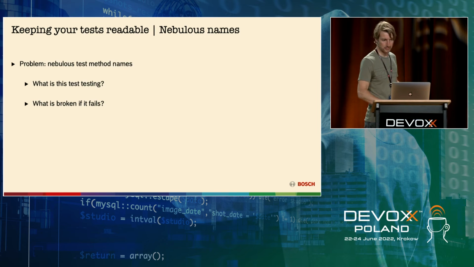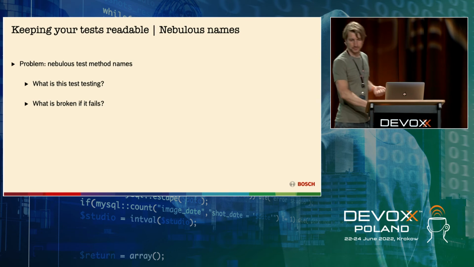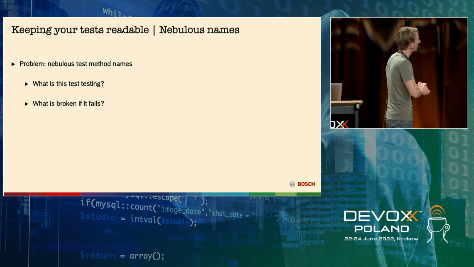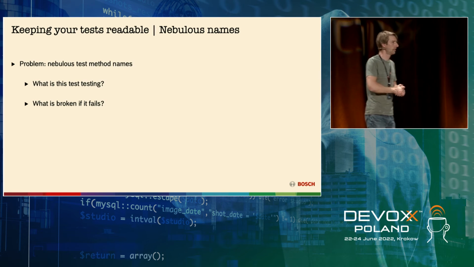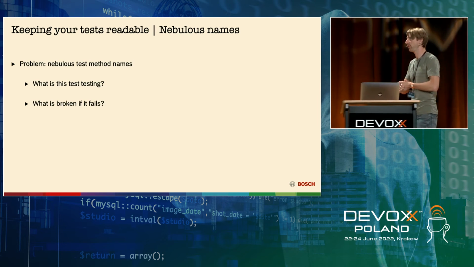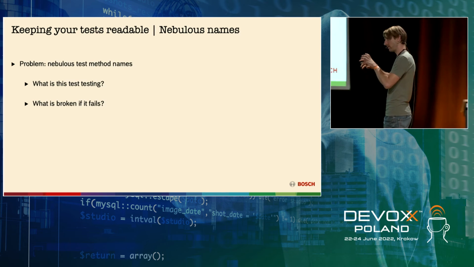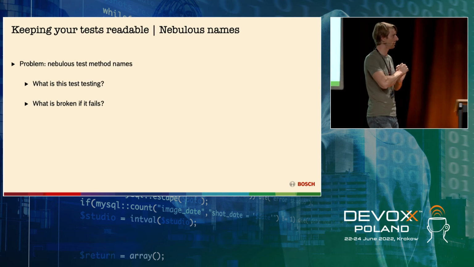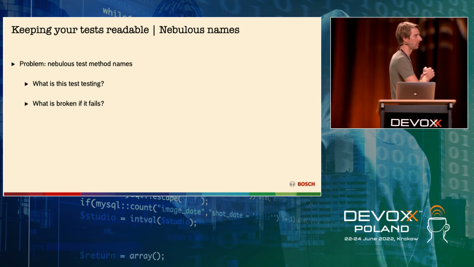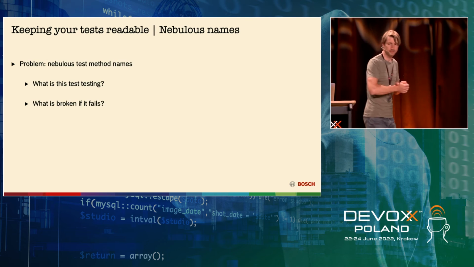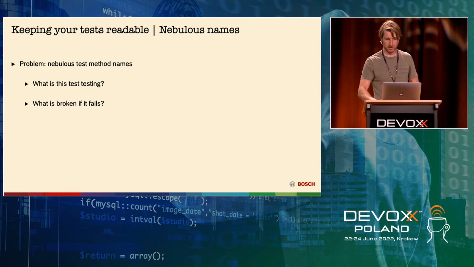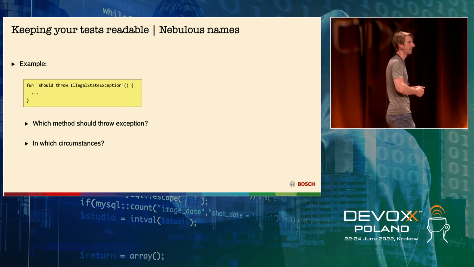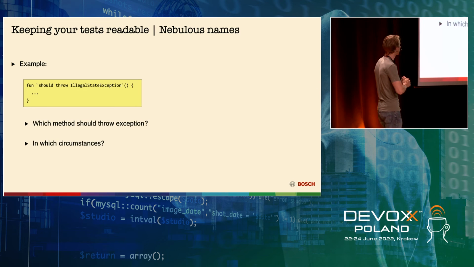Okay, keeping your tests readable still. Nebulous test method names can be annoying. So this is the case, like you have a failing test, and then you see that in your Jenkins job, and you see that red method, and you think, okay, what is this testing? And you have no idea what's actually broken, because the name could be something like throw illegal state exception, and you're like, whoa, great. This doesn't give me any information what's actually wrong.